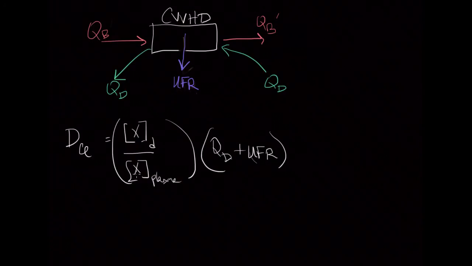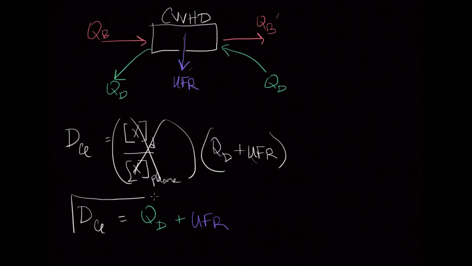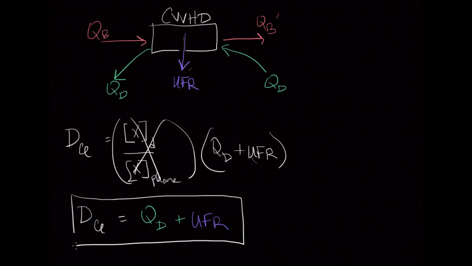Now we had an assumption that the concentrations in both compartments, the dialysate and the plasma, would be 1. So this cancels out. So you end up with diffusive clearance equals your dialysate flow rate plus your ultrafiltration rate. And there you have it. That is a very simple way of calculating diffusive clearance for a patient who's receiving CVVHD.